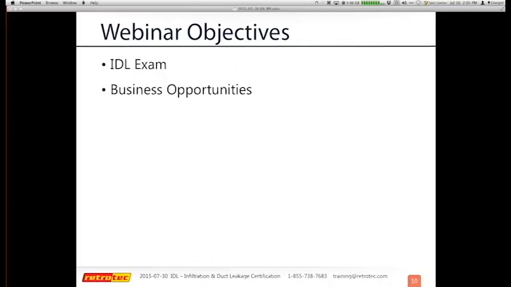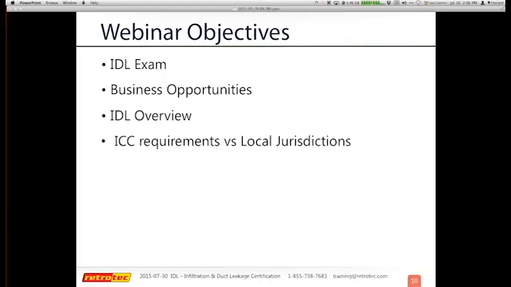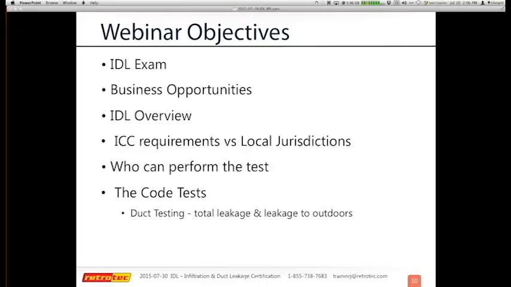Here are our goals today. We will talk about the exam itself and what that entails, some basic business opportunities or who else can benefit from being IDL certified. I will have an IDL overview as to what it encompasses. We will also talk about the IECC requirements in local jurisdictions and who can perform the test, and we'll go through fundamentally how to do a total leakage to outdoors and a blower door test.